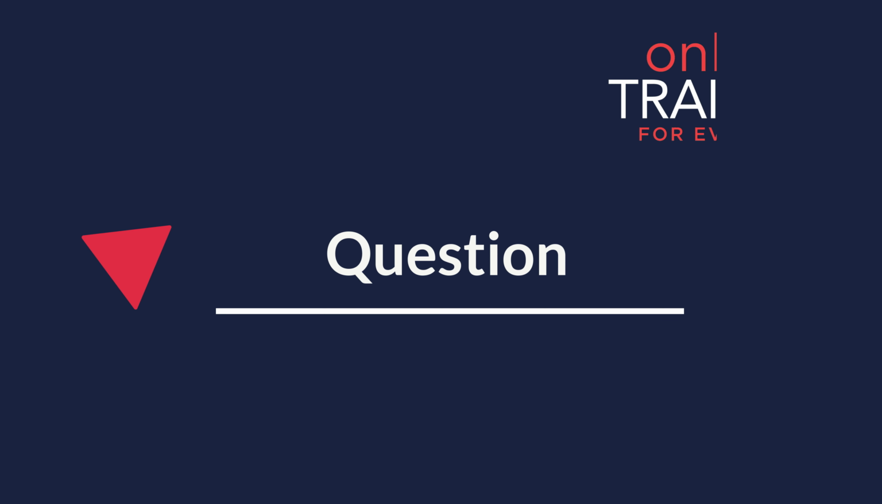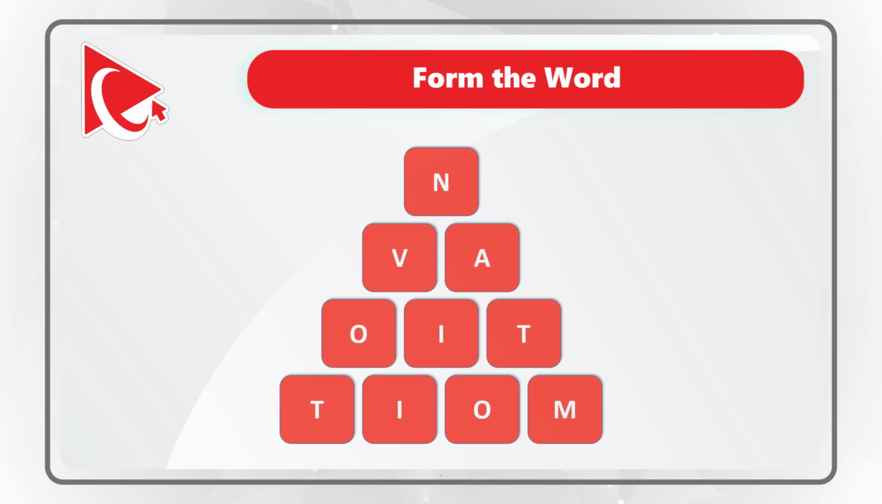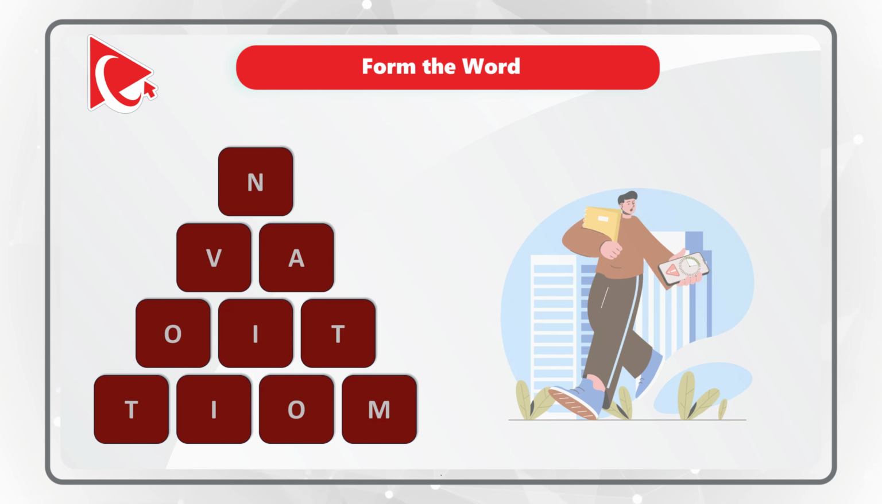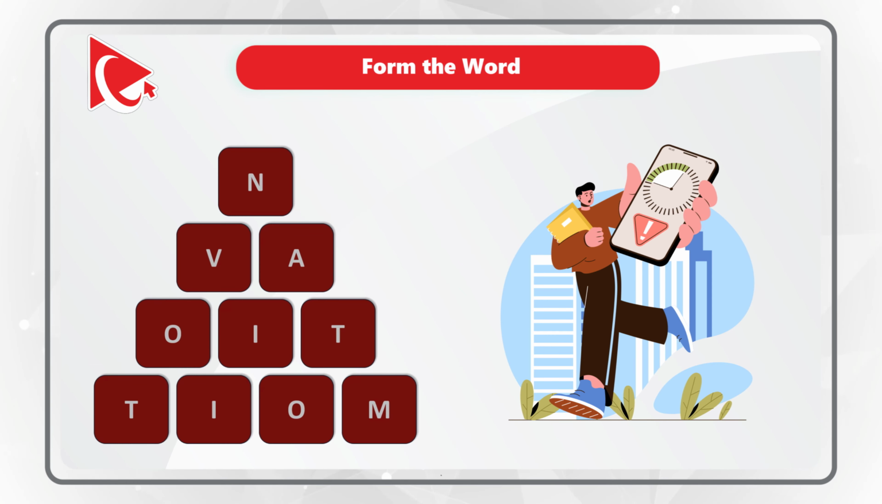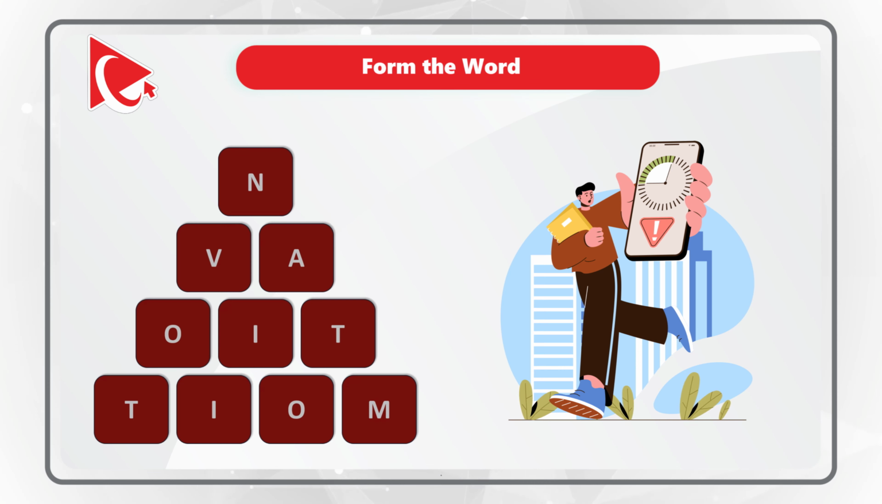One of the very hard challenges is forming words using a certain number of letters of the English alphabet. In this question, you're presented with 10 letters and you need to form the word using all the letters only once. The letters are N, V, A, O, I, T, T, I, O, M. Do you see the word here? Give yourself a little bit of time, maybe 20 to 30 seconds. Hopefully you solved it because I am moving forward and revealing the solution.